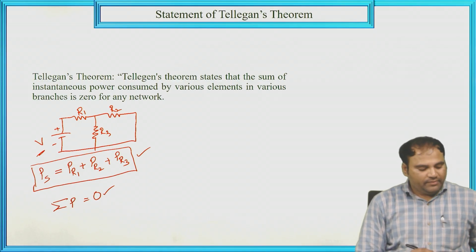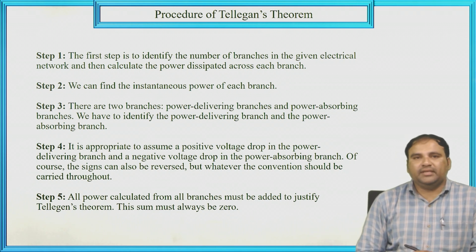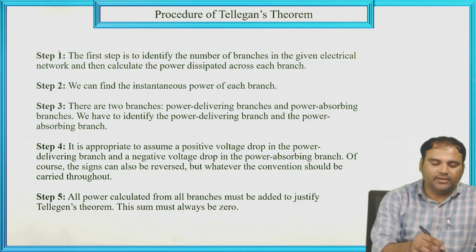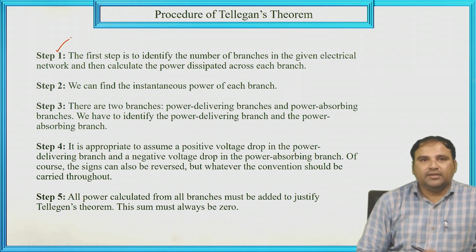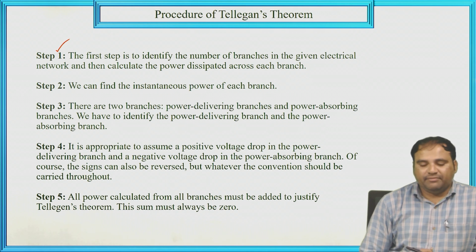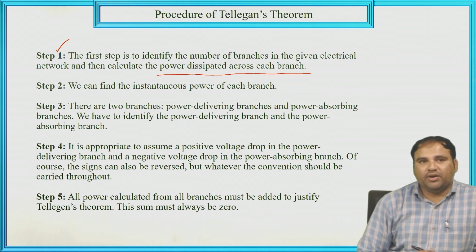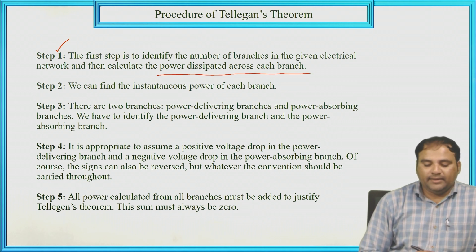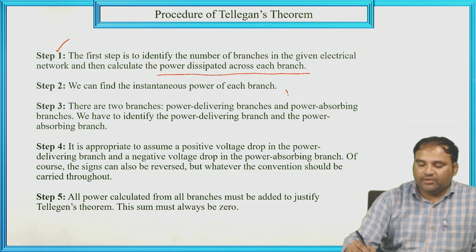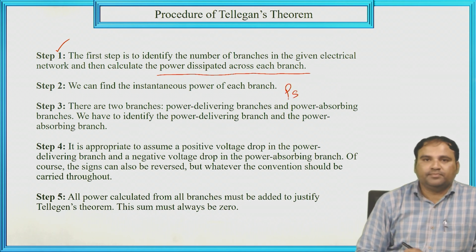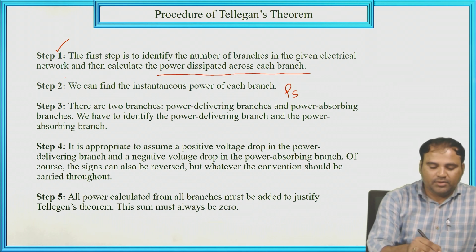So we have some procedure. The procedure for Tellegen's theorem: step number 1 is, first we have to find out the total number of branches, or identify the total number of loops in a given electrical network, and then calculate the power dissipated across each and every branch. After that, step number 2, we have to find out the power from the source, that is PS.